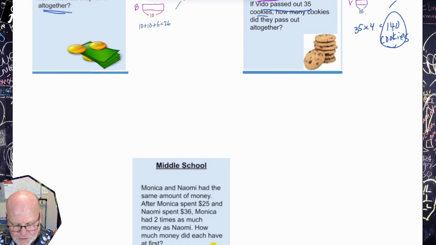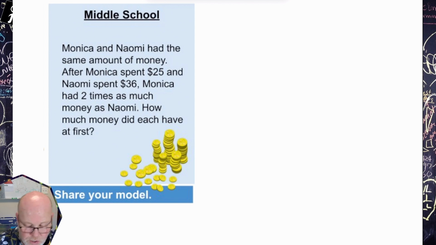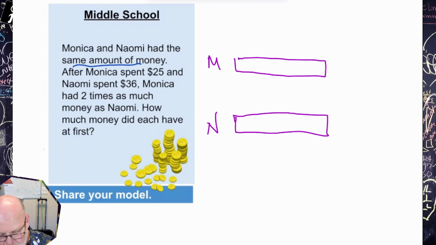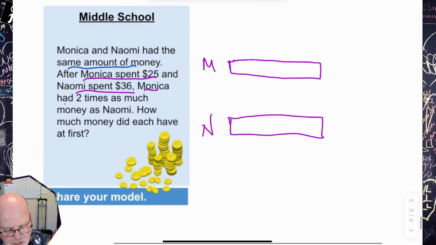All right, so now we're going to look at the middle school problem. Monica and Naomi had the same amount of money. So let's start with Monica and Naomi. They each had the same amount of money, so I'm trying to make my tapes look basically equal to each other. And then it says Monica spent $25, Naomi spent $36. And at the end of that, Monica had 2 times as much as Naomi.